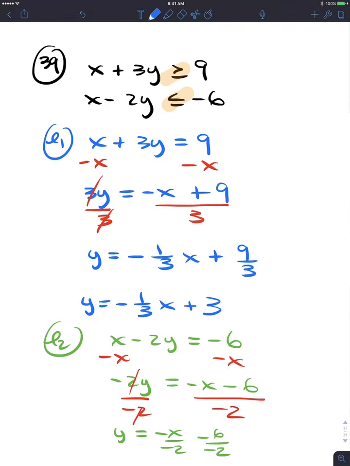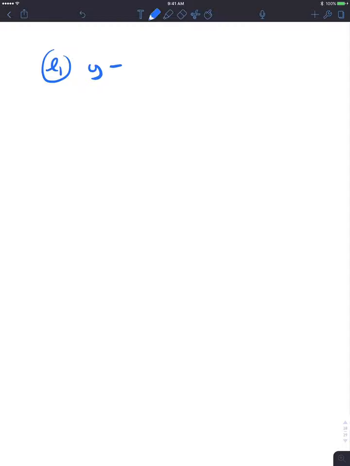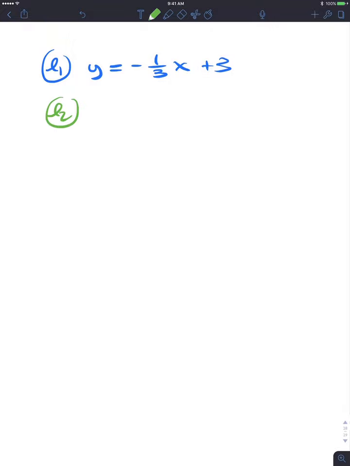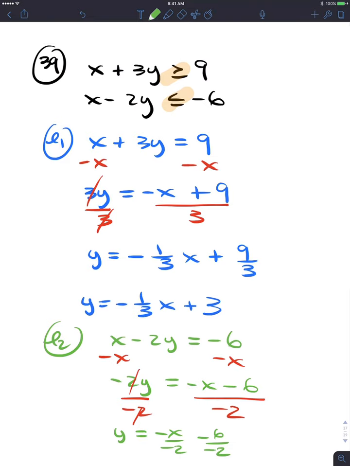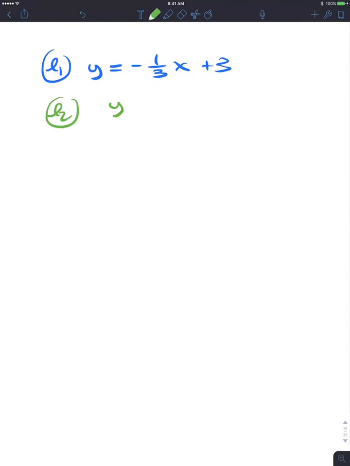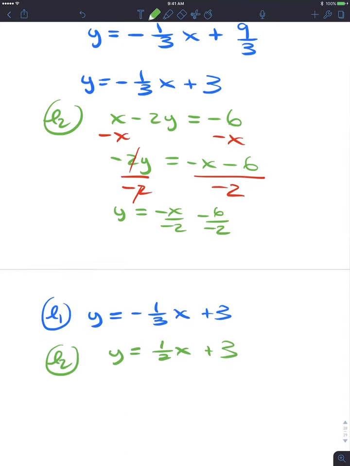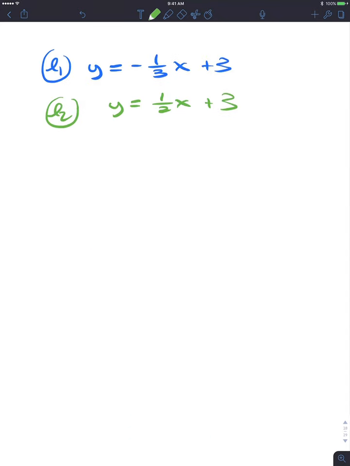Let's summarize though. Line 1 is y equals negative 1/3 x plus 3. And we got line 2 is y equals 1/2 x plus 3. Let's double check. That looks okay. We need a graph.